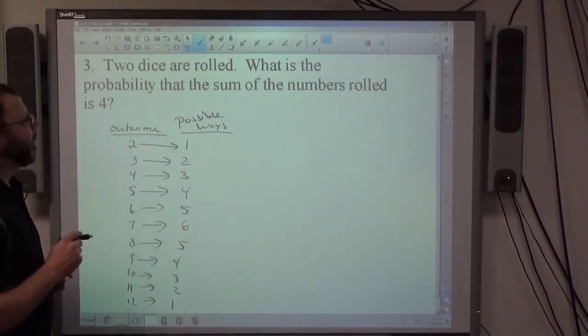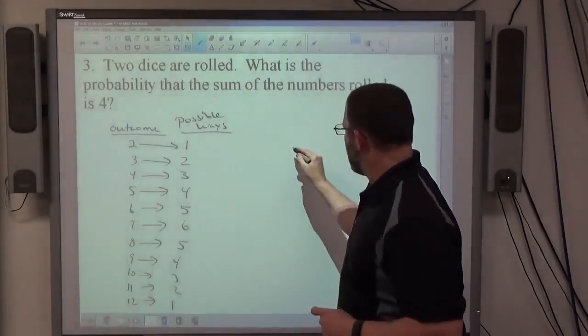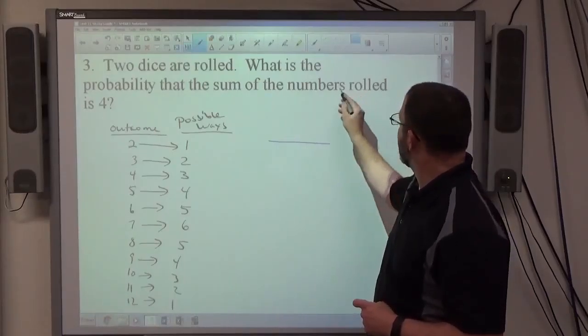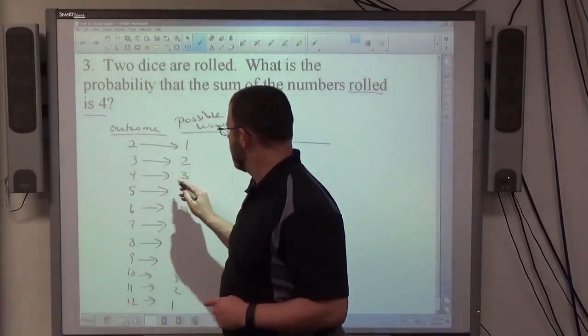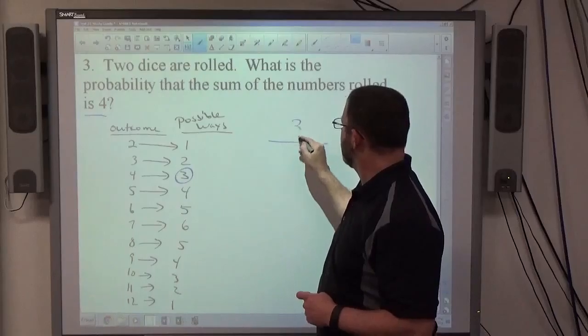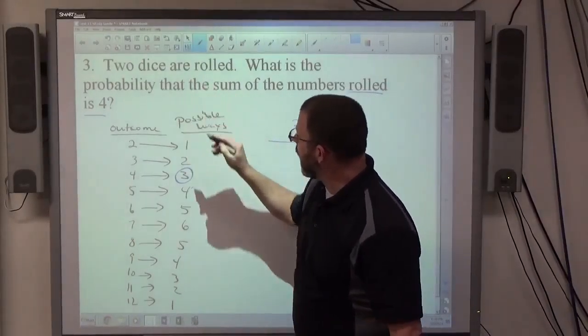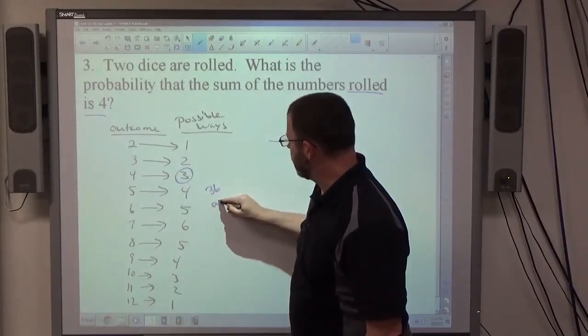And all that we care about with probability is on top, how many ways are there to make what you want to have. So we're trying to roll a 4. So there's 3 ways to make a 4. And what goes on the bottom is how many ways there is to do anything. And we're rolling 2 dice. There's always 36 outcomes.